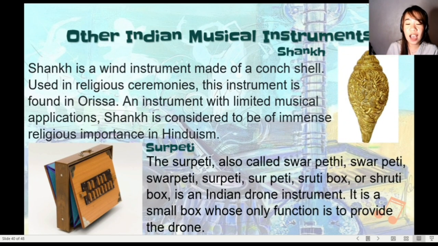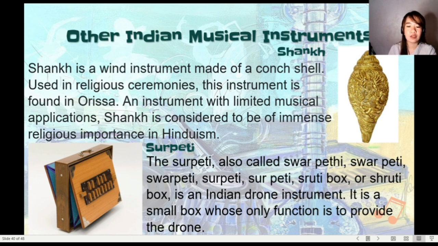And then shank. So this one is quite cute. Shank is a wind instrument made of conch shell used in religious ceremonies. This instrument is found in Orissa. An instrument with limited musical applications, shank is considered to be of immense religious importance in Hinduism. So it is usually limited only to religious celebrations or religious rituals, something like that.